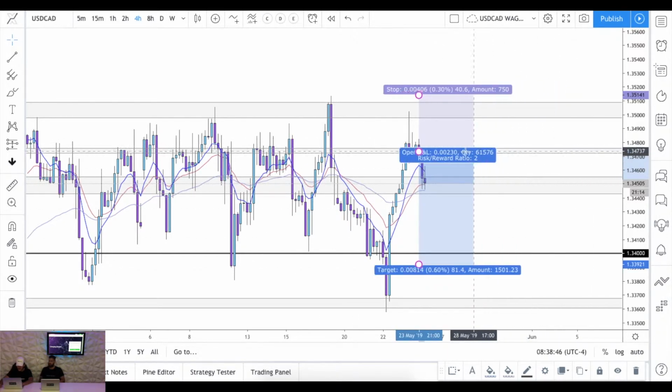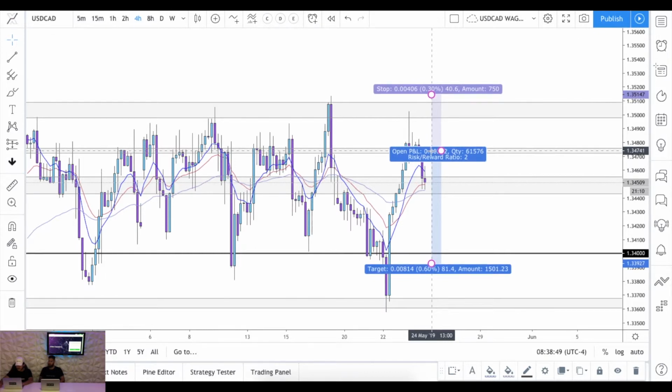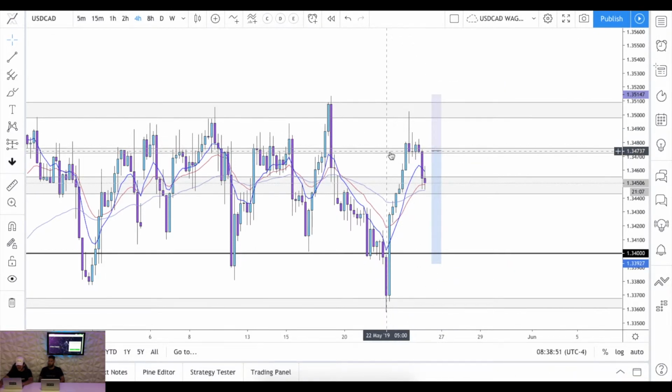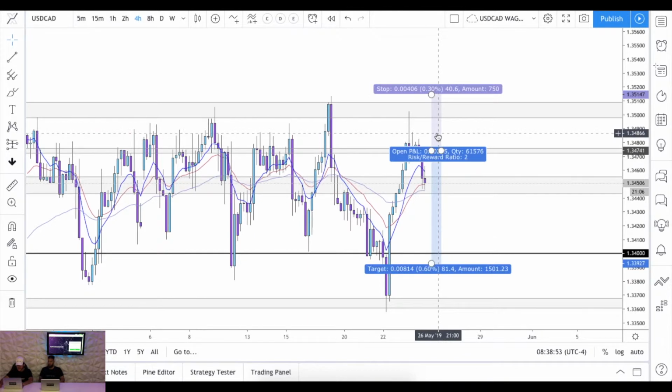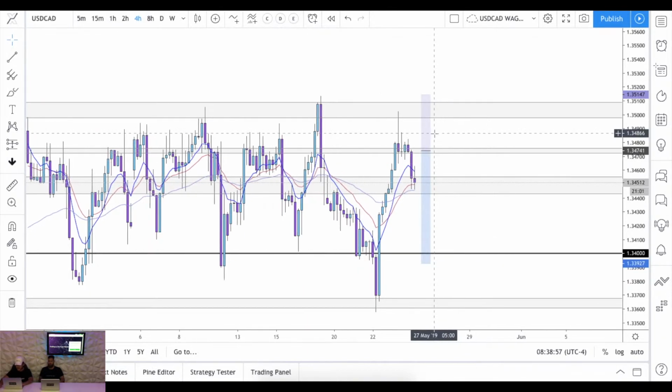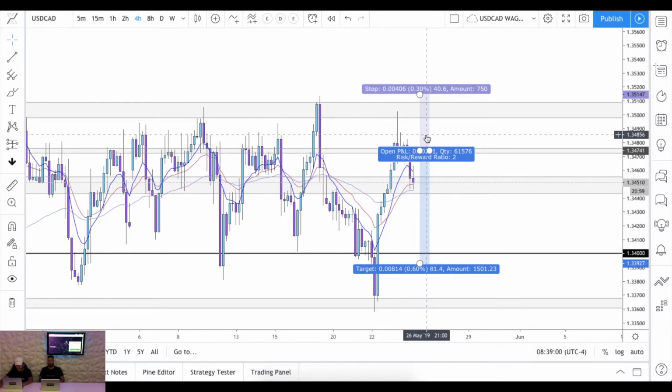That's pretty much what I do. I'm not saying that you need to do it. I'm just using my own example. So that would be the scenario on a 4 hour time frame for a sell-off in USD CAD. You can see that we have around 40 pips of stop loss and 81 pips of take profit. So this risk reward is 2-to-1.